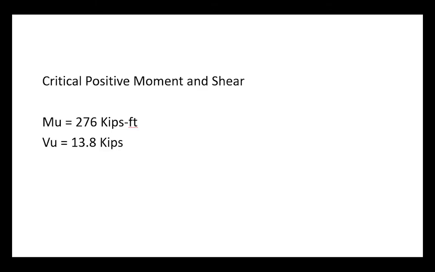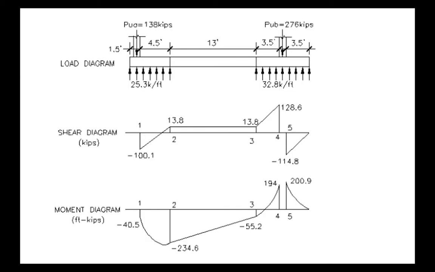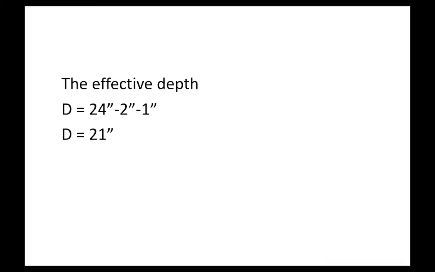The positive critical moment and shear were calculated. Mu is equal to 276 kip-feet and shear is equal to 13.8 kips. This is the load diagram, shear diagram, and moment diagram due to the loads carried by the columns. The effective depth D due to punching shear is equal to 2.1 inches.